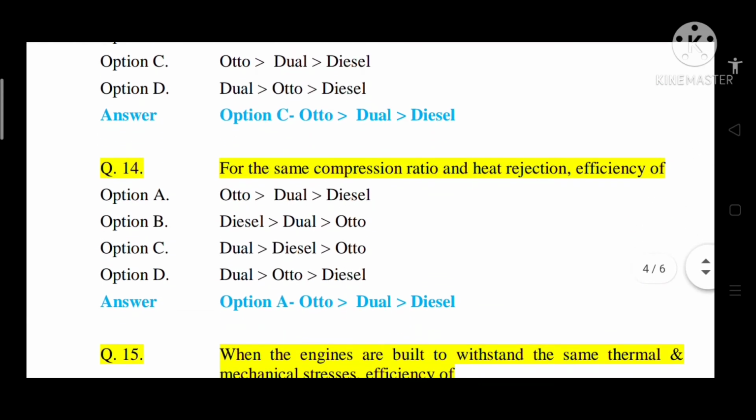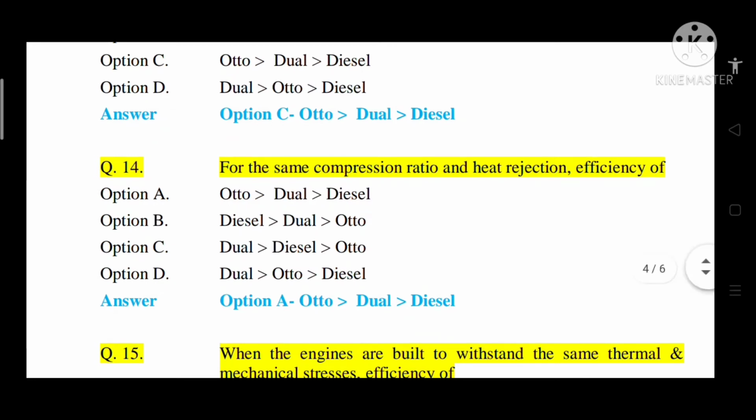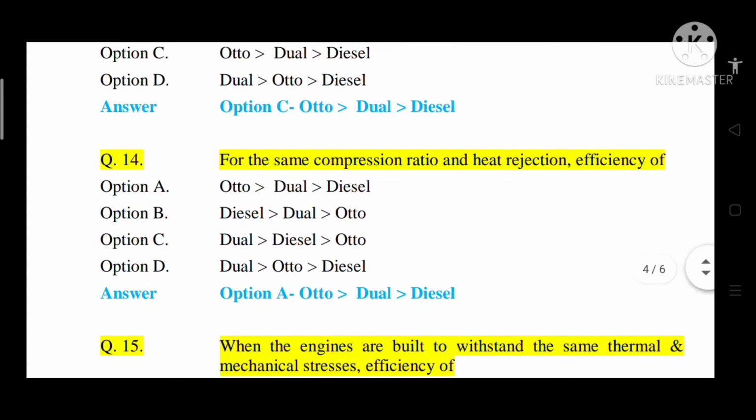Question number 14. For the same compression ratio and heat rejection, the efficiencies of options are given. Option A, Otto is greater than dual is greater than diesel. Option B, diesel is greater than dual is greater than Otto. Option C, dual is greater than diesel is greater than Otto. Option D, dual is greater than Otto is greater than diesel. So correct answer is option A, that is Otto is greater than dual is greater than diesel for the same compression ratio and heat rejection.